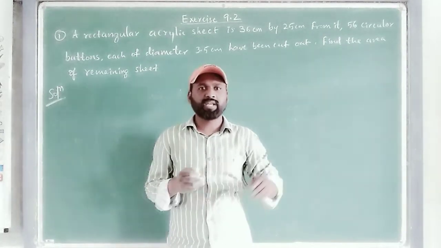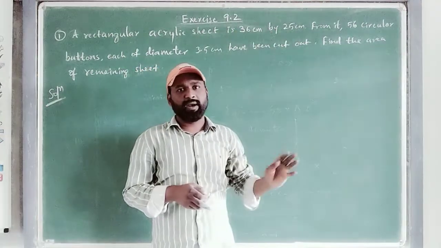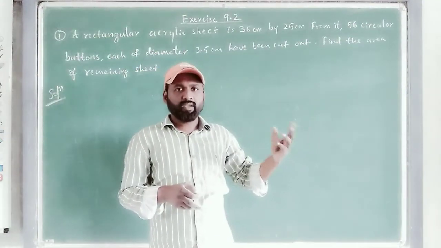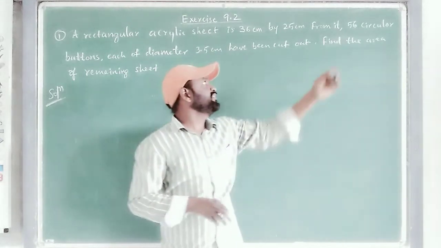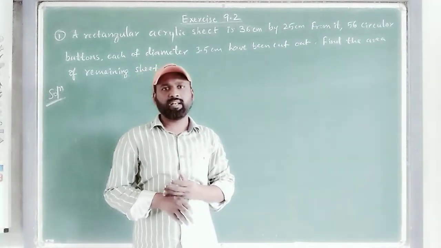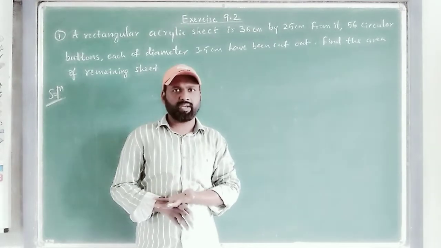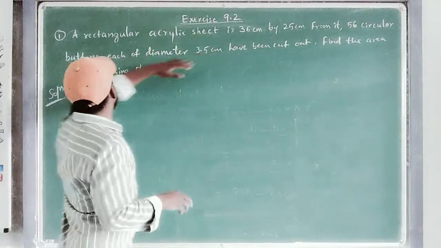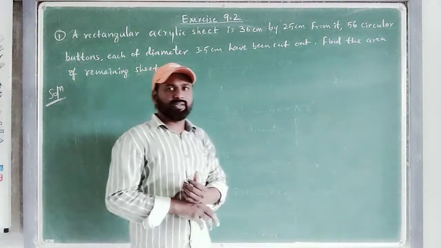Rectangular shape, whose dimensions are 36 centimeters is the length, 25 centimeters is the breadth. From that sheet, circular shaped buttons are made. How many buttons are made? 56 buttons. What are the dimensions of the circle? You know, circle will have only one dimension, that is radius. So here the buttons of each diameter 3.5 centimeters is given.